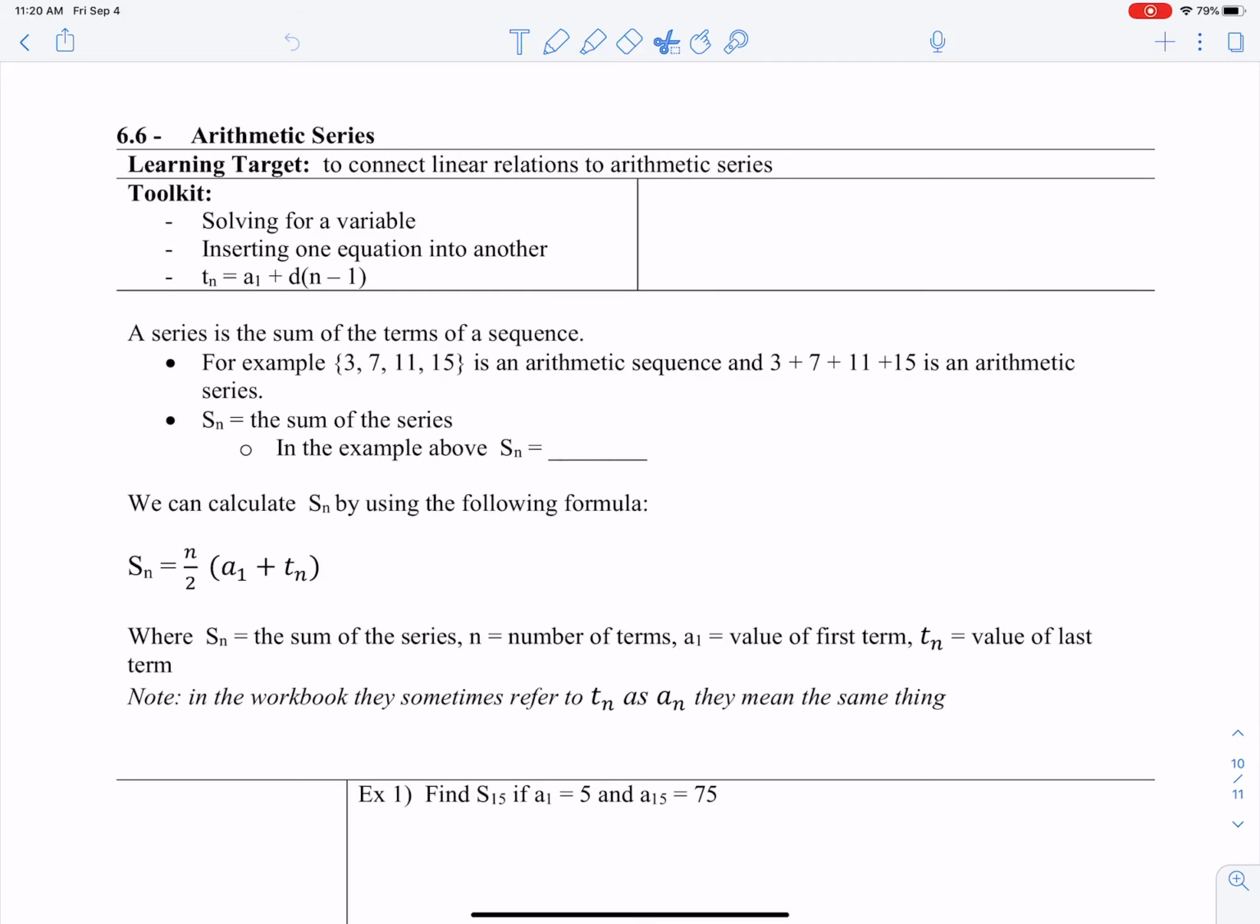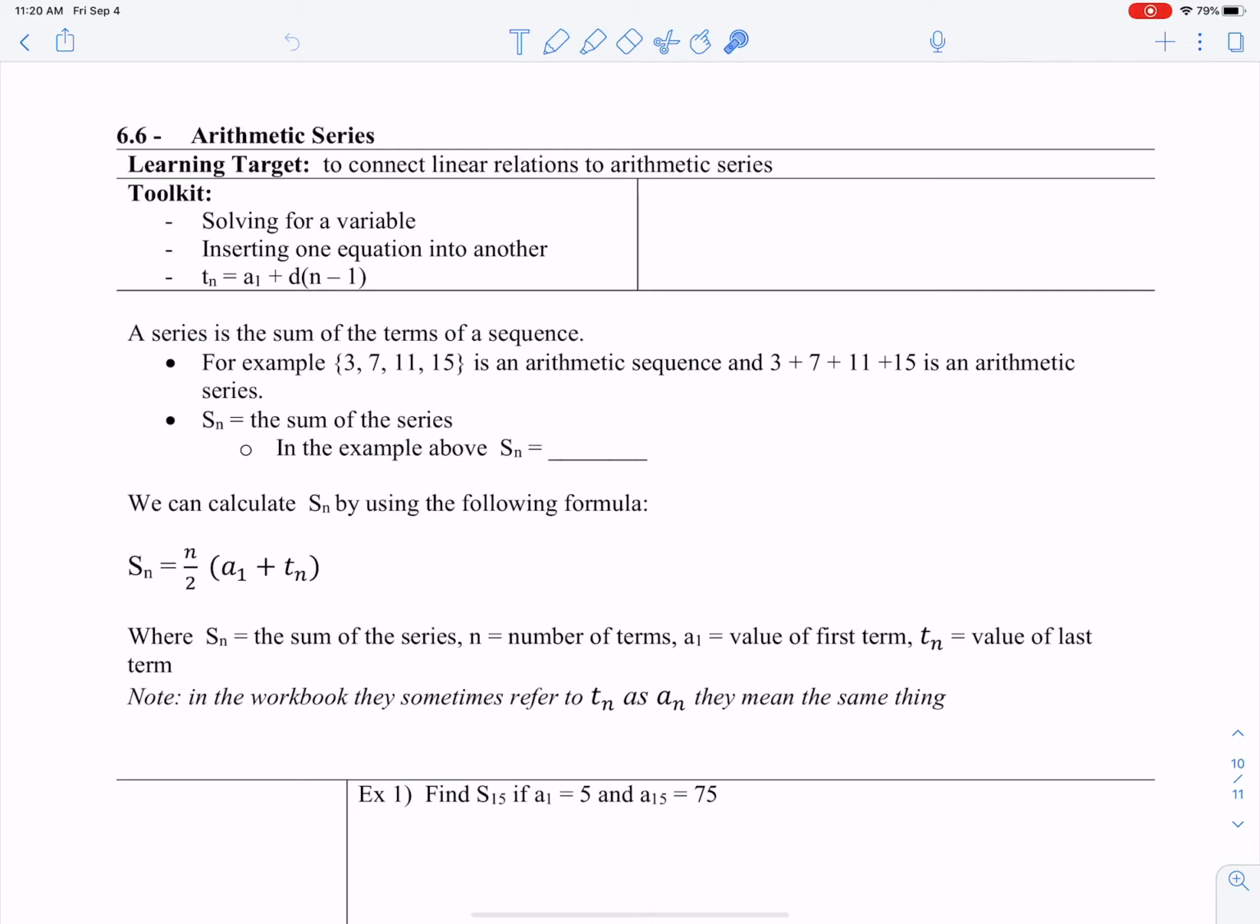This is section 6.6, part 1, arithmetic series. So this is going to build off what we learned last time with sequences. A series is the sum of the terms in a sequence.